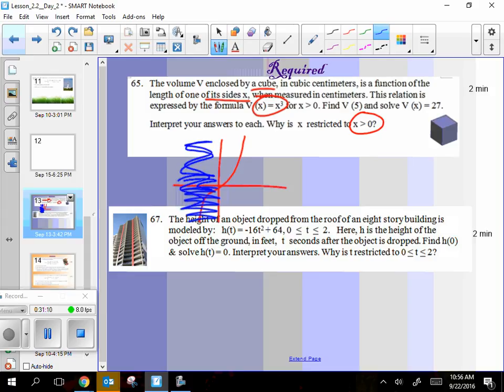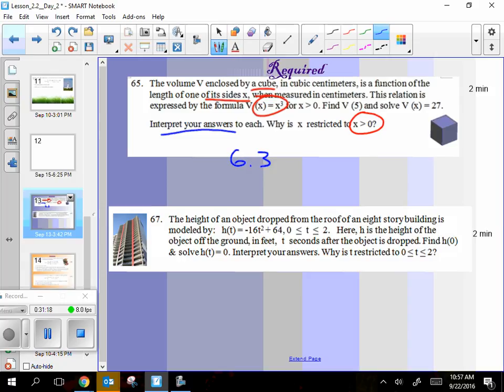All right, so by the way, when it says interpret your answers to each, it's just like when you get an answer of 6.3, we want you to say, what does that mean? 6.3 what? What's the context of the question? So if they wanted to find V(5), that would be the volume if you had a side of 5, right? So that's interpreting your answer. If this was my answer, I would say this is my volume. Or I might be able to put units on it and say that it's in units cubed for volume. So that's all we mean by interpret, it's not like you write a paragraph. It's just like, what is this about?